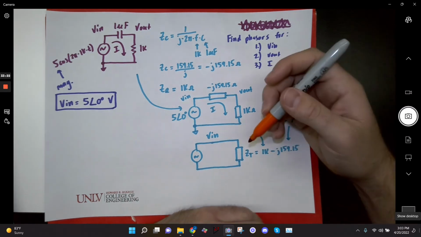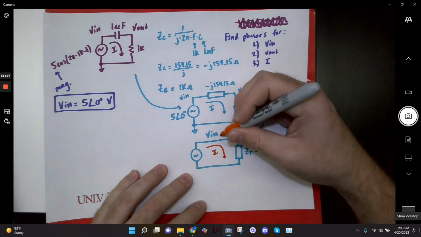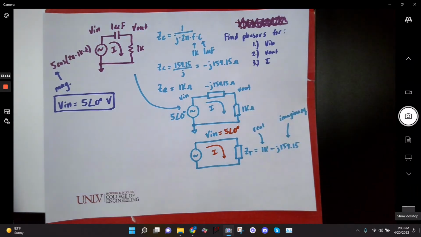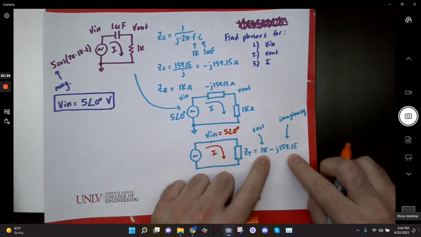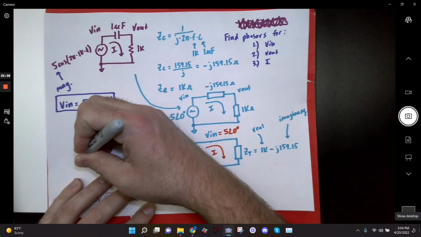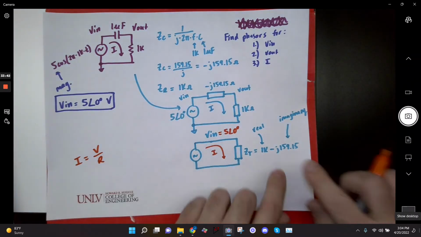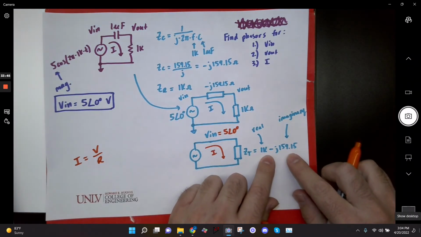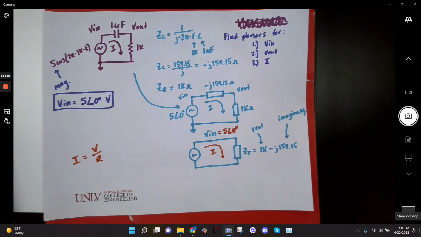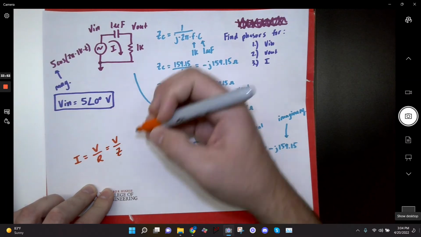You will in 221. All right, so we've got Vn, which we know to be 5 angle 0, right? And we've got this complex number for my Z, and I know, based on Ohm's law, that I is equal to V over R, right? So basically, if I can get this ZT in terms of a phasor, then I can go 5 angle 0 over my impedance. In this case, it would be V over Z, because this is impedance.